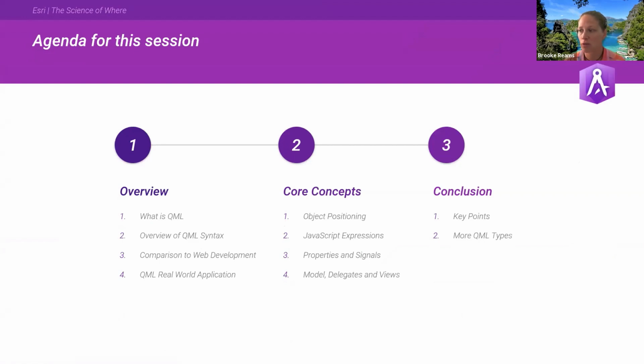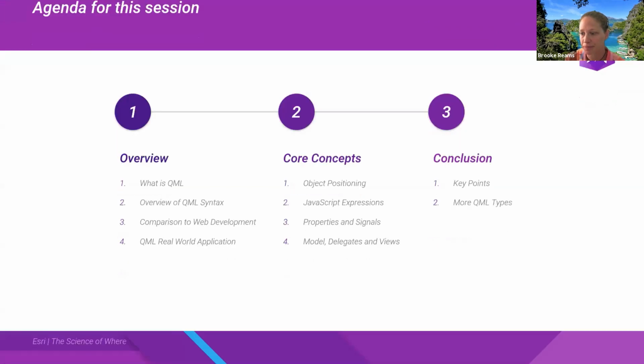Then we'll go into some core concepts, like how to position your elements on the screen. We'll look at how JavaScript is used within QML, and we'll take a look at properties and signals, and then this concept of models, delegates, and views. And finally, we'll end on some key points, a recap of what we discussed, and then look at some other QML types that you might be interested in when you start developing your apps.